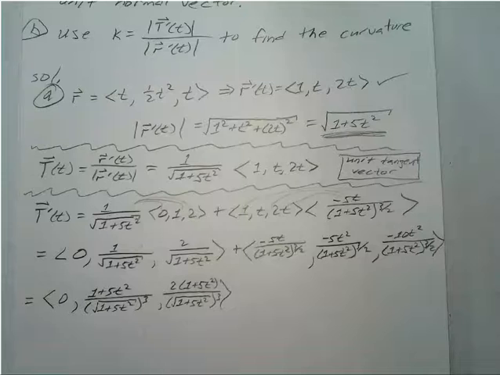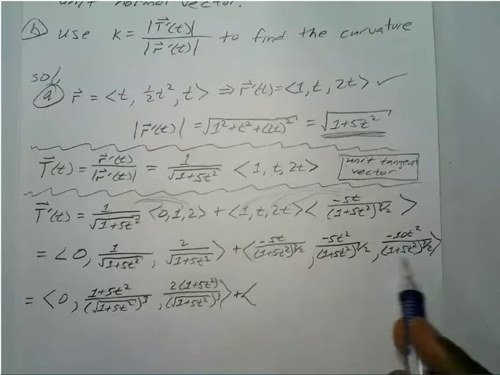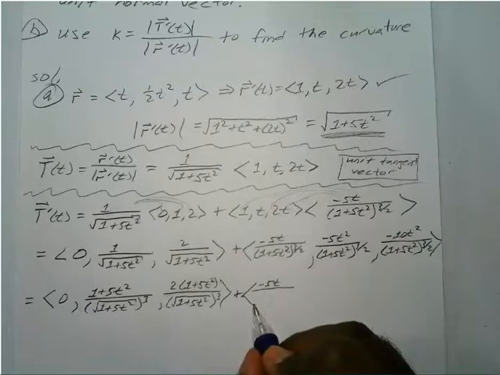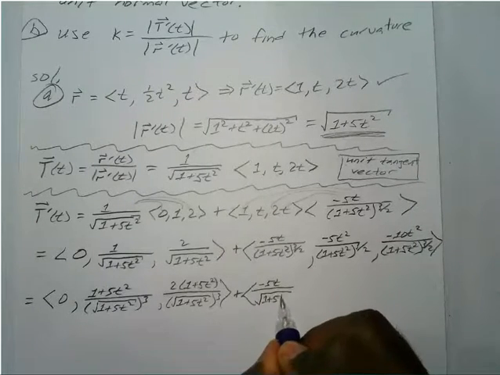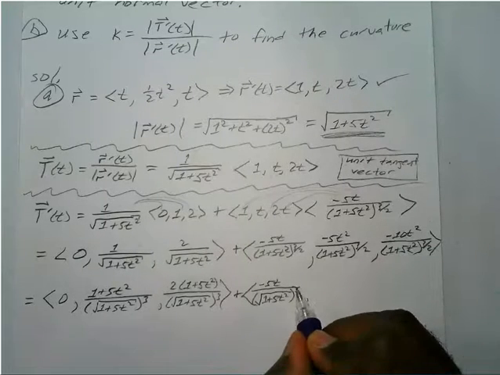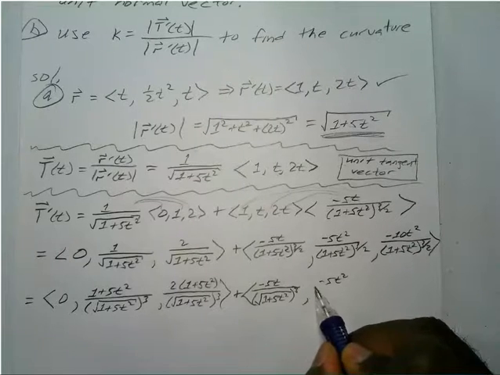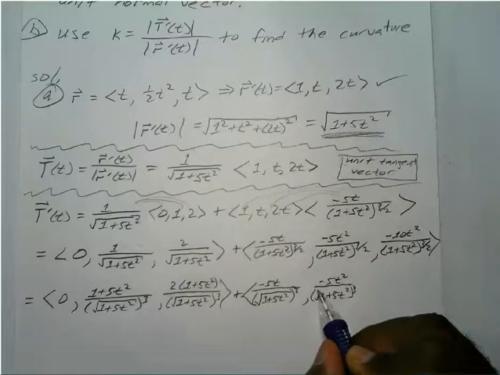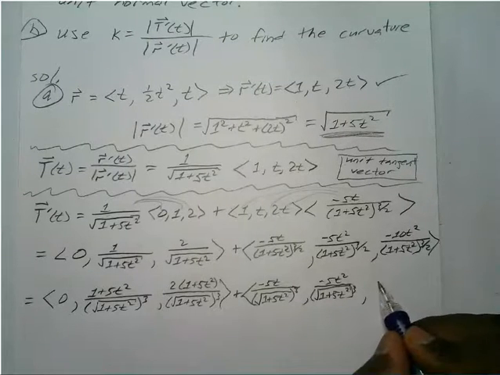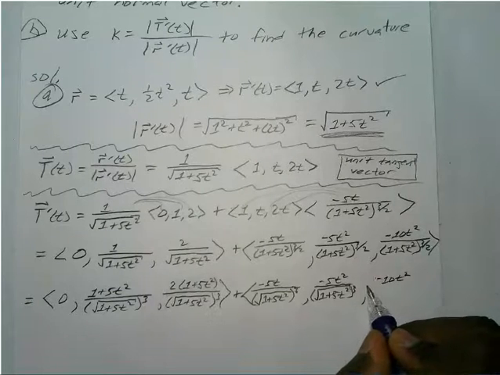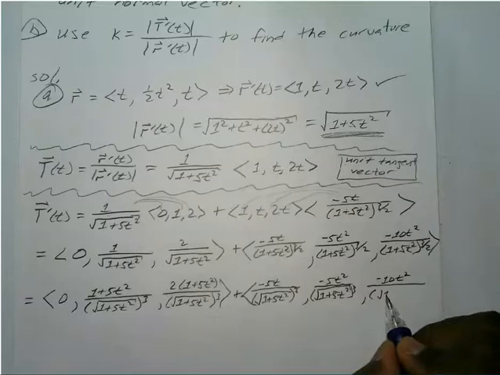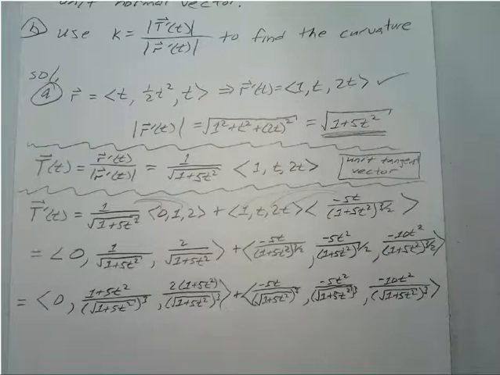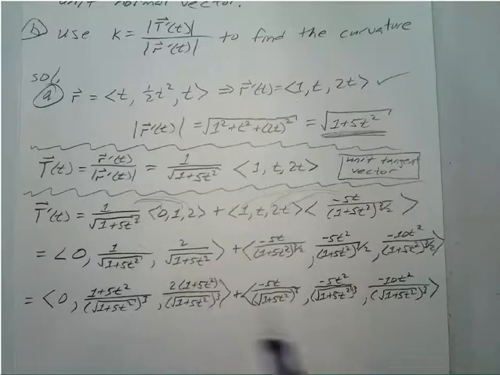All right, so that's plus, and everything in this vector stays the same. So that's negative 5t over, the only difference is we're rewriting it this way. So you have the square root of 1 plus 5t squared to the third power. You have negative 5t squared over the square root of 1 plus 5t squared to the third power. And we have negative 10t squared all over the square root of 1 plus 5t squared to the third power. Okay, so everything there stays the same. So now we just go ahead and add.